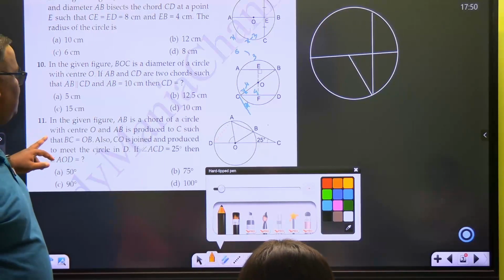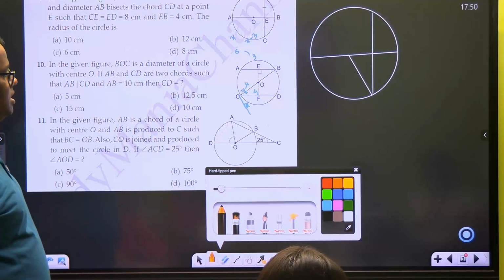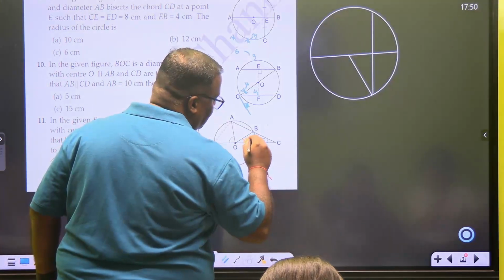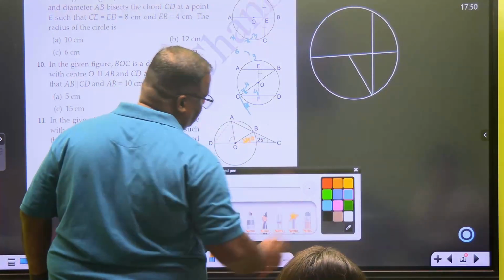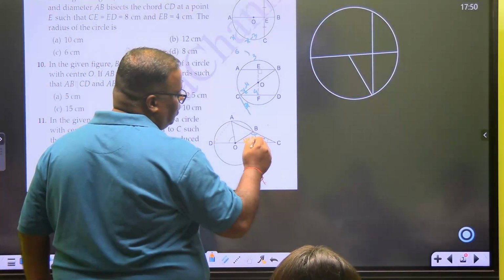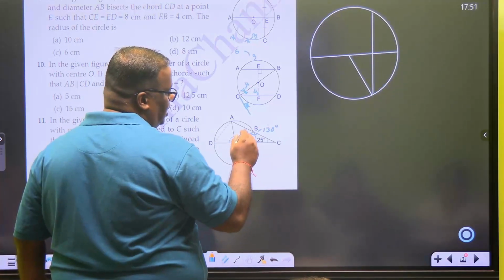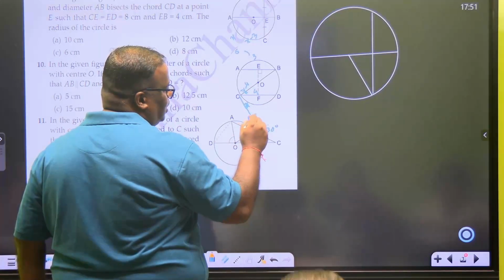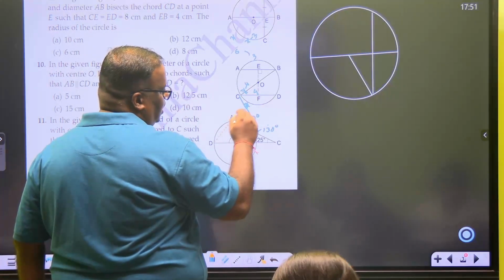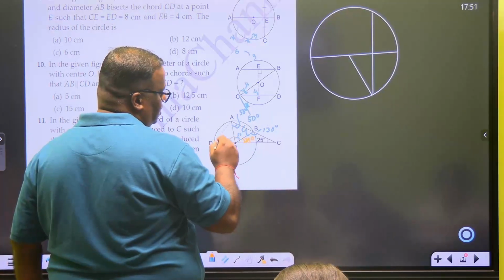What all are given? AB is a chord with center O. AB is produced. BC is equal to OB. So my dear children, this angle is 25 degrees. Is this clear or not? If this angle is 25, then how much should be this angle? 25 plus 25 is 50. So this angle should be 130 degrees. Agreed? If this is 130, this should be 50 degrees. Right? Linear pair. Then this is also isosceles. So this should be 50 degrees. If this is 50, 50, 100, this is 80. And if this is 80, this has to be 40.